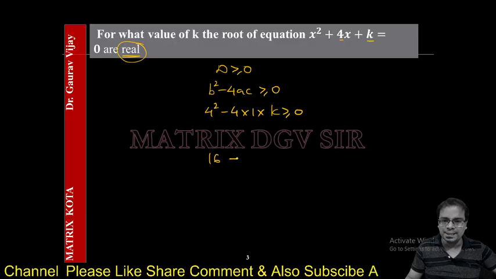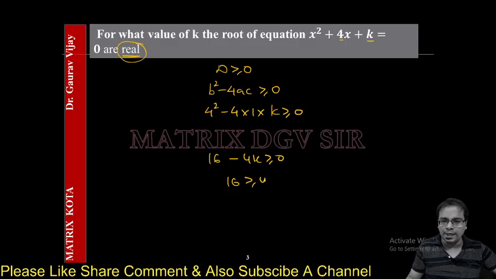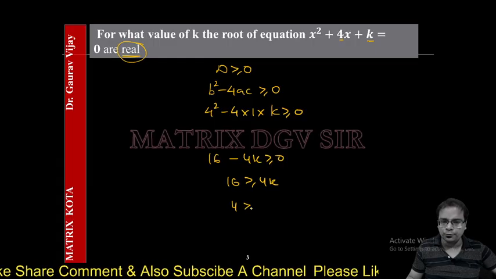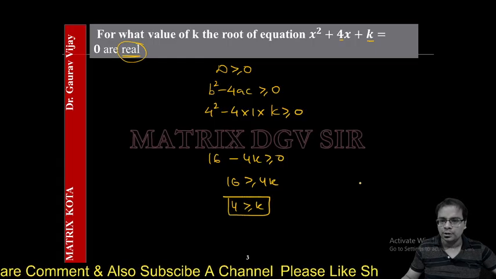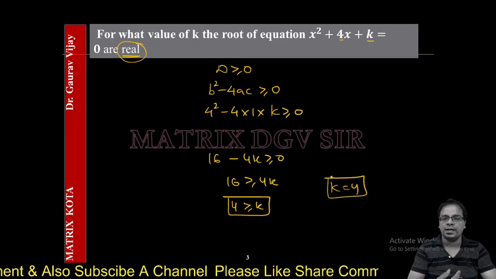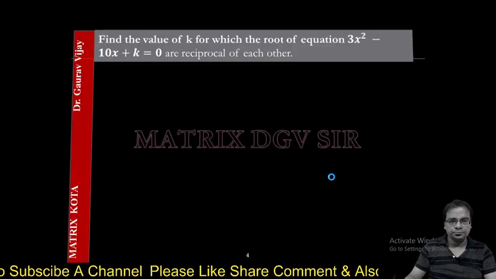4 fours are 16, minus 4k is greater than or equal to 0. The 4k can go on the right hand side, so 16 divided by 4 is 4, k is less than or equal to 4. In that way we are saying that the value of k is 4. Okay, understood? Simple question, direct question.